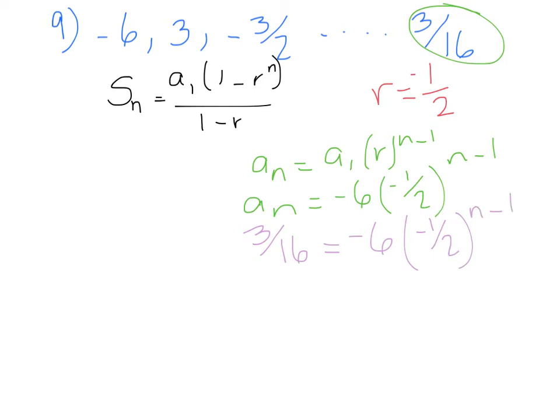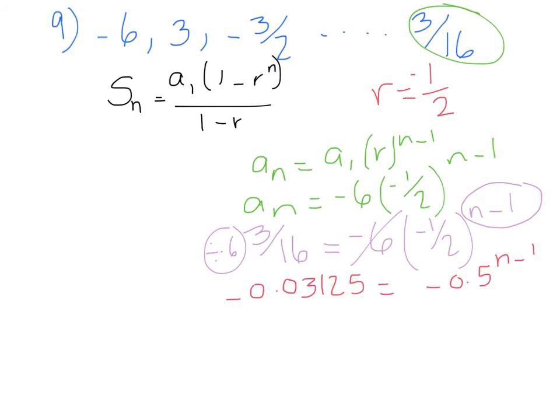If I divide by -6, or multiply by -1 over 6, to get the base by itself, because I'll be using logs to solve for the exponent, I'll have -0.03125, and that's equal to -0.5 to the power n minus 1.